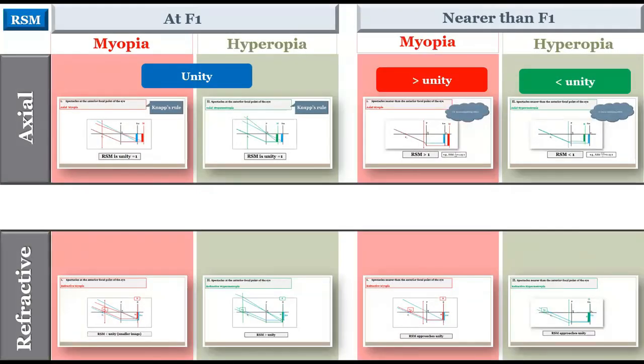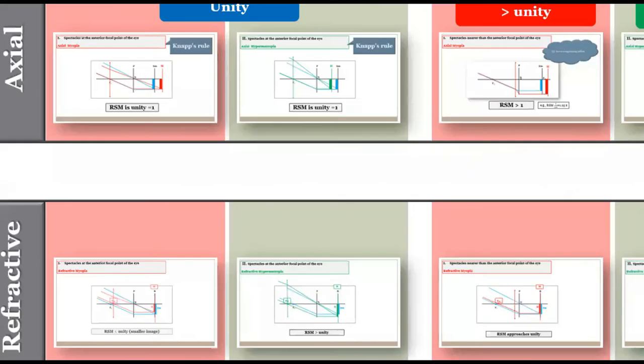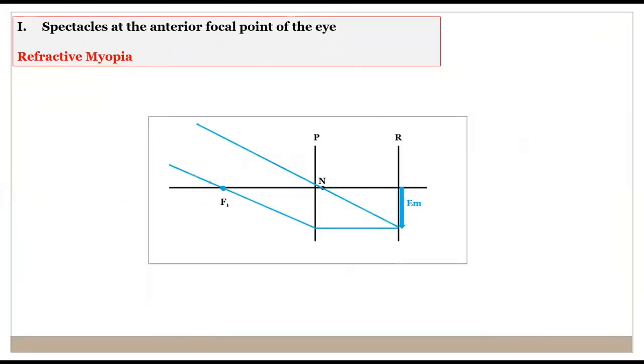So now we are going to shift to refractive anisometropia. In refractive myopia, you have to notice here, when we want to draw a refractive myopia, the retinal plane is placed the same as the retinal plane for the emmetropic eye. However, the anterior focal point of the myopic eye is nearer to the eye than for the emmetropic eye.